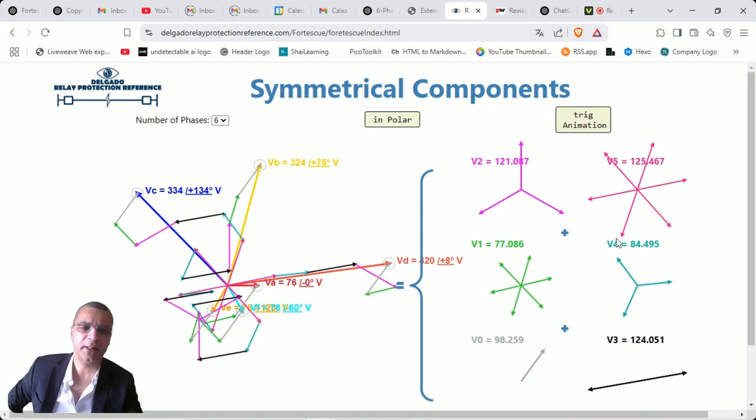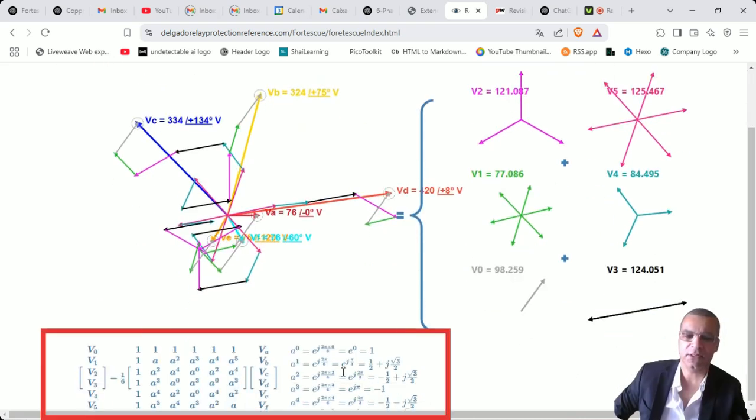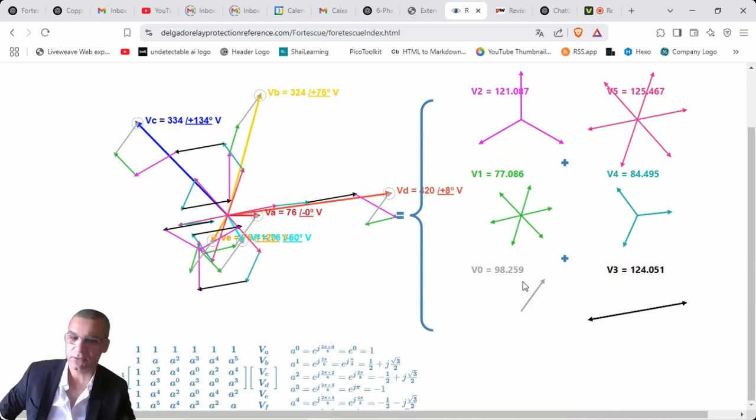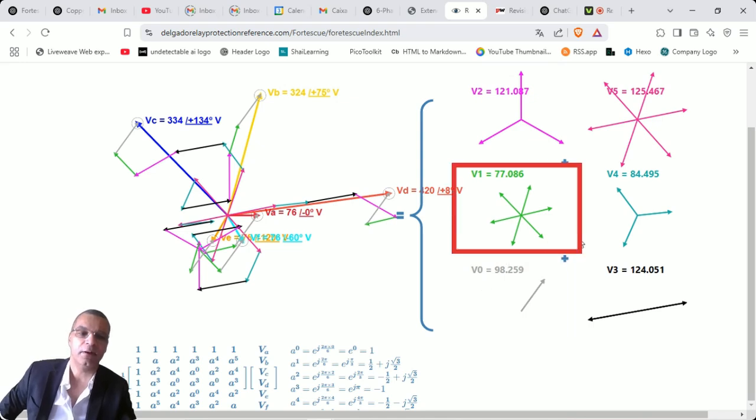Obviously you've got six of them, but unlike the three-phase system whereby the components are separated by 120 degrees, here they are separated by 60 degrees. Here you've got the equations. You've still got a zero sequence component, V0, whereby you've got 0 degrees between each phasor, each component. Then you go from one sequence to the other in increments of 60 degrees. So for V1, you'd have a 60 degrees difference between each component.